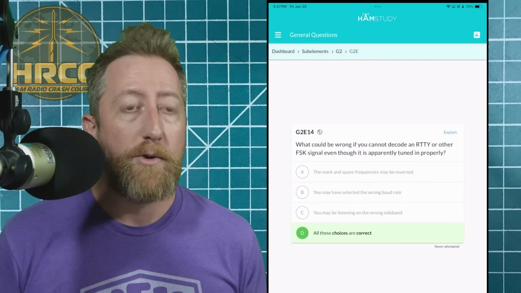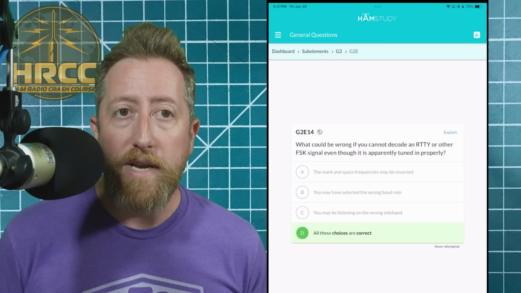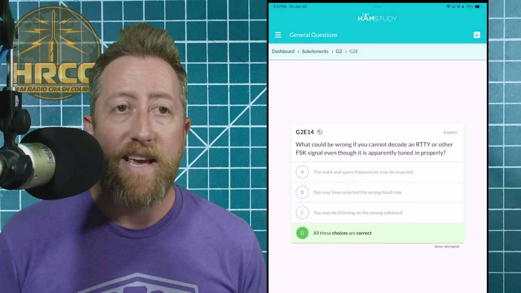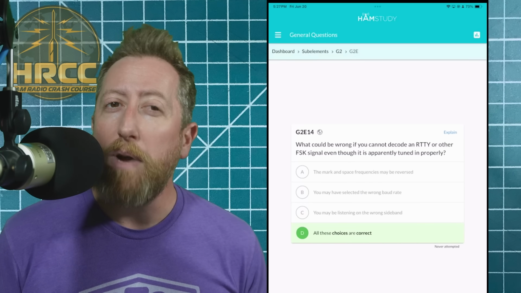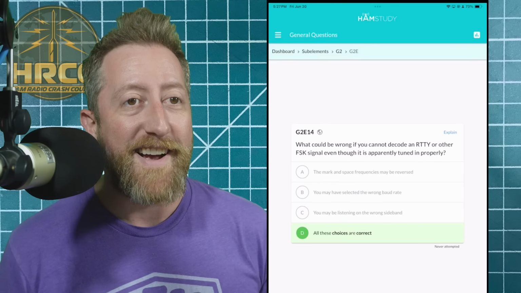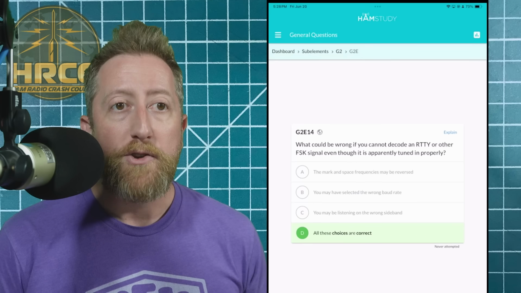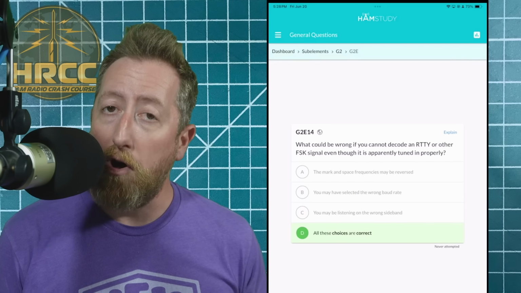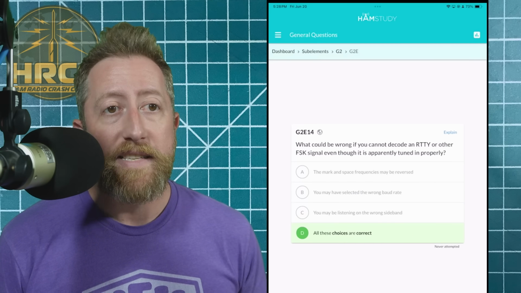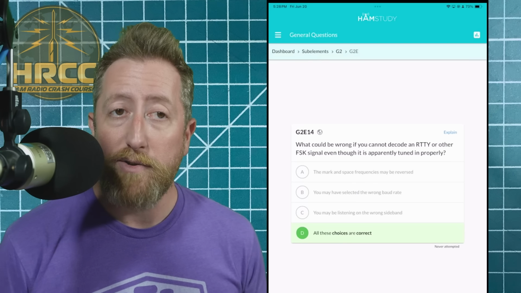A gateway. Question 14. What could be wrong if you cannot decode a RTTY or other FSK signal, even though it is apparently tuned in properly? All of these choices are correct. The mark and space frequencies may be reversed. You may have selected the wrong baud rate. That's a big one. C, you may be listening on the wrong sideband. All those choices are correct, though.